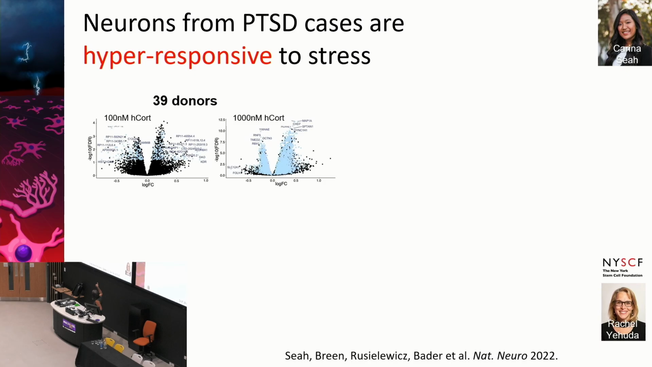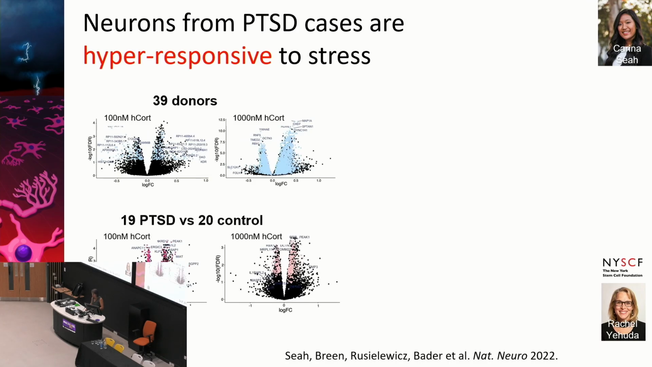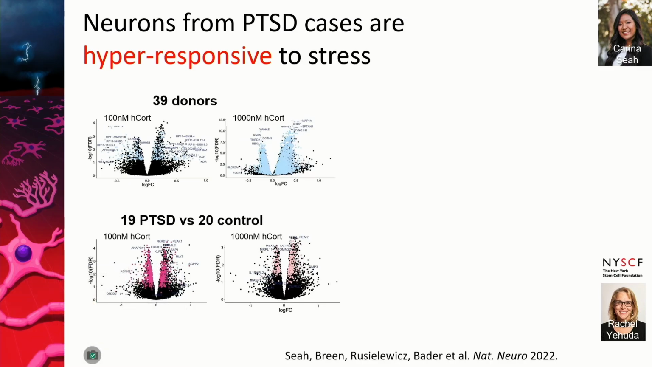And so what you're seeing here is that with low-dose stress hormone, a few genes change expression, but genome-wide, if you stress the neurons more, there's a lot more changes. This makes a lot of intuitive sense. The more we stress neurons, the more they respond. But if you break this cohort down into those neurons from individuals with and without PTSD, it actually shifts the way the data looks a lot, right? Because now we see a stronger PTSD signal at low dose and less of a PTSD signal at high dose.